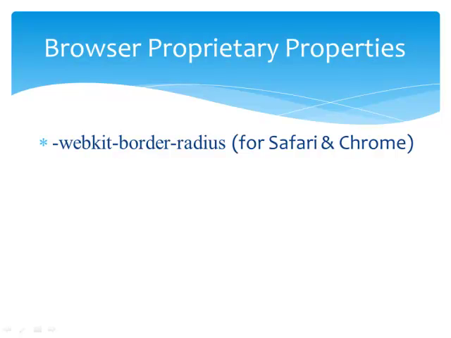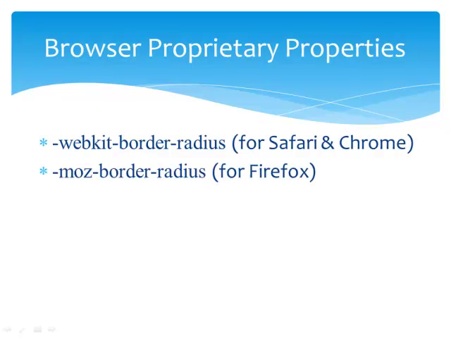-webkit-border-radius for Safari and Chrome, -moz-border-radius for Firefox, and border-radius, which is the W3C syntax. The Opera and Internet Explorer 9 browsers support the W3C syntax for border-radius. Eventually, all browsers will support the W3C syntax border-radius property, so code this property last in your list.